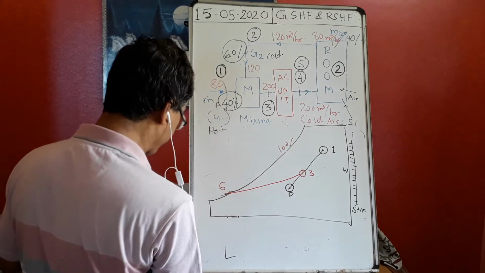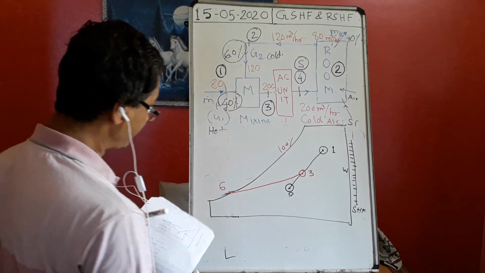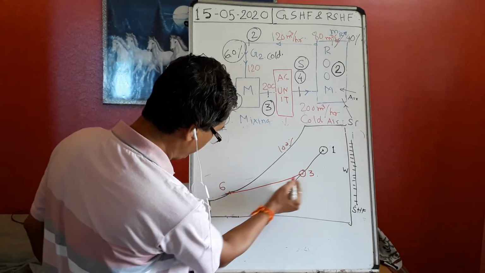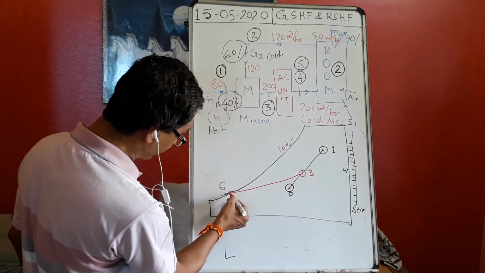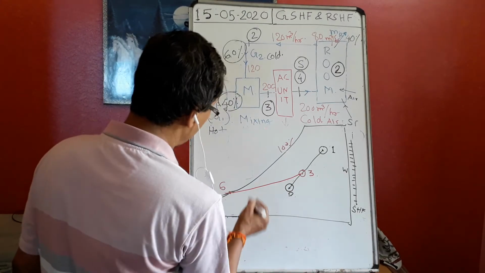Let this point be 6. Now, why 6? You will understand that. So I draw one line. So this is the cooling process. This is the cooling process.